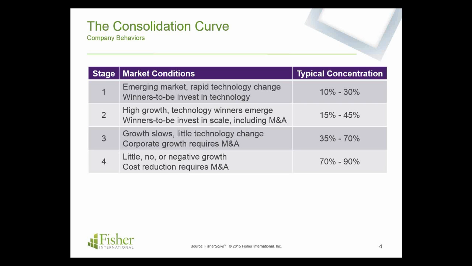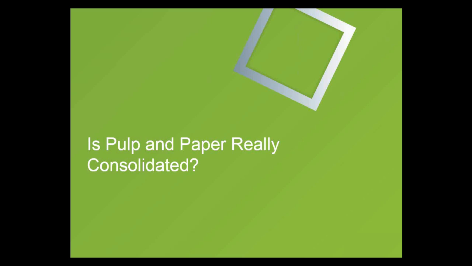And then in stage 4, where the market has really stopped growing altogether, or has maybe even negative growth, contraction, we'll see that cost reduction is really the driver behind any M&A activity, and this is when mega mergers happen, really big deals. And the typical concentration ranges that you see there are, again, measured in terms of the top 3 market shareholders. So we'll take a look at the pulp and paper industry using these measures of scale. It's interesting to question, is the industry really consolidated?